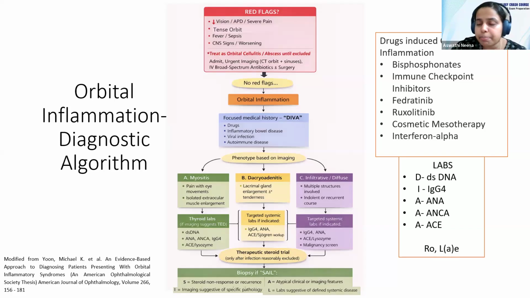Then based on the phenotype seen in the imaging, for each we can have separate investigations: myositis, dacryoadenitis, and diffuse. All the investigations can be remembered as DROLA. So in that: anti-dsDNA, IgG4, ANA, ACE, and ANCA, and anti-Ro and anti-La. Once we have sent off the investigations, we can definitely start a therapeutic steroid trial, provided all infections have been ruled out. And biopsy, like I said, can be considered when there is steroid non-response, steroid dependence, or atypical features, or the labs are suggestive of a specific orbital inflammation.